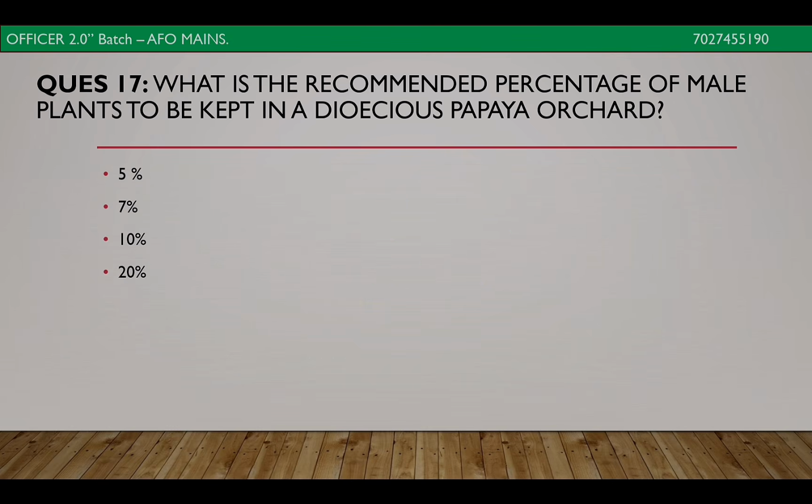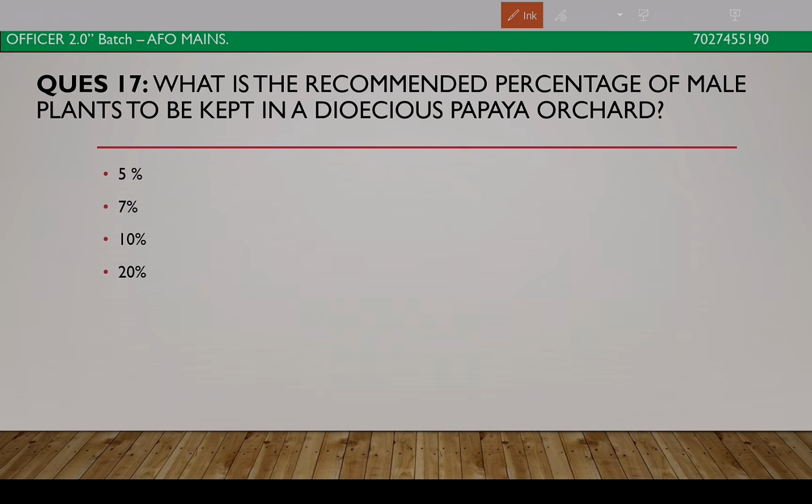And next question is, what is the recommended percentage of male plants to keep in a dioecious papaya orchard? Look here, dioecious papaya orchard. There we need gynodioecious. In gynodioecious, we generally don't need what? Male. In case of dioecious, we need male for pollination. In case of papaya, we need 10% of male plants to pollinate the dioecious papaya varieties.